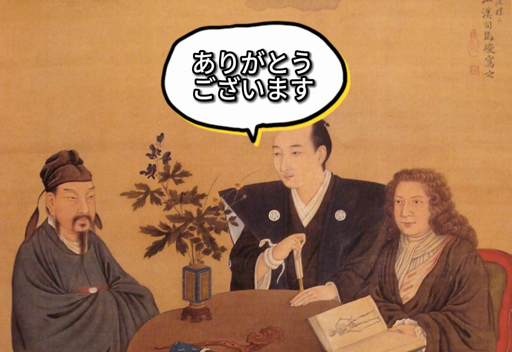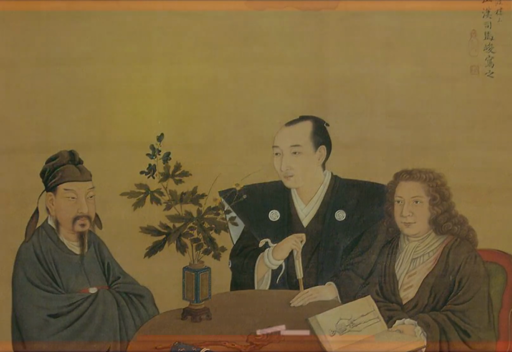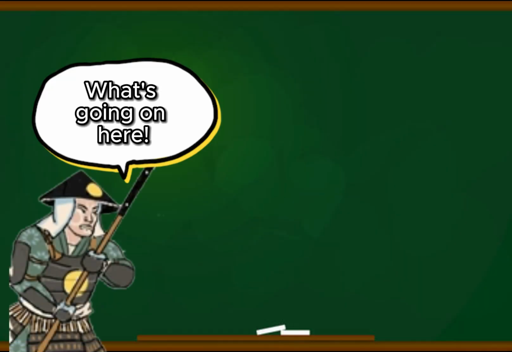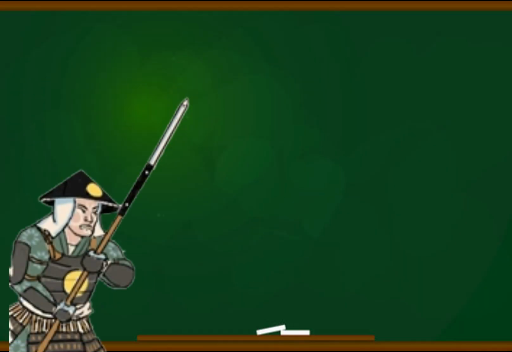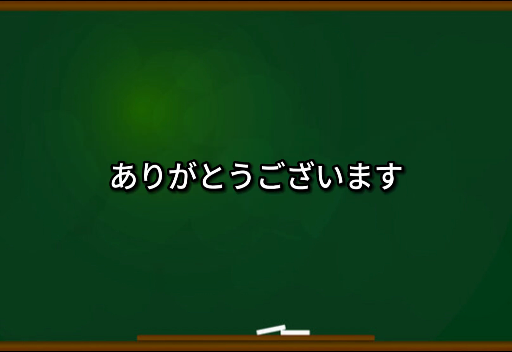Arigatou gozaimasu. Now, when you start learning Japanese, this phrase seems a bit random. What is arigatou? What is gozaimasu? What's going on here? Well, here's how we answer that question. There is an old-fashioned polite form of an adjective that's made by combining the Renyoke form of an adjective and attaching it to gozaimasu.